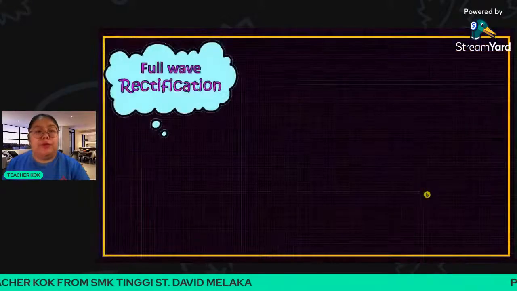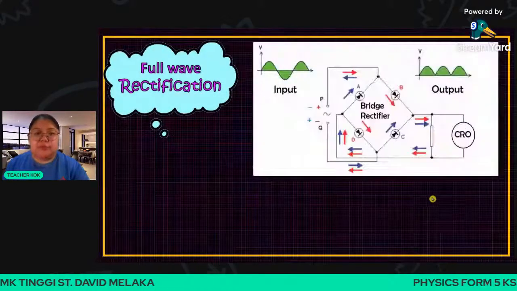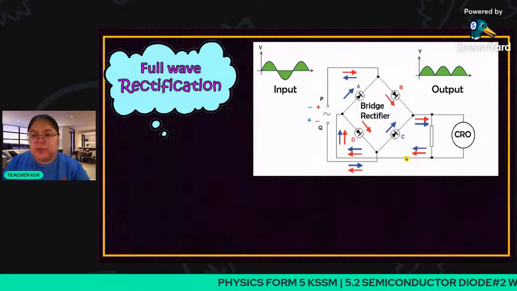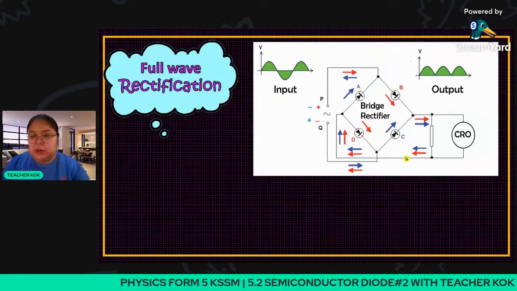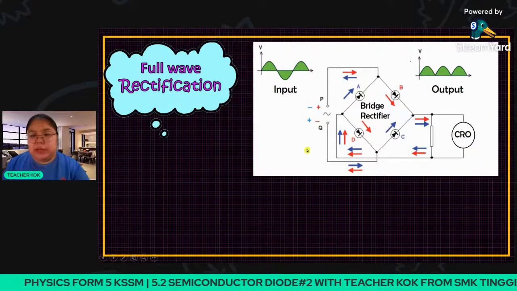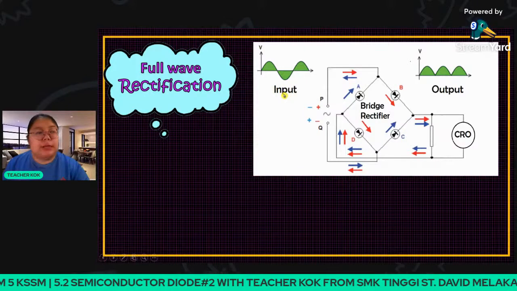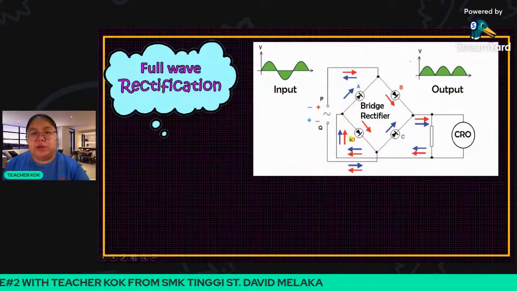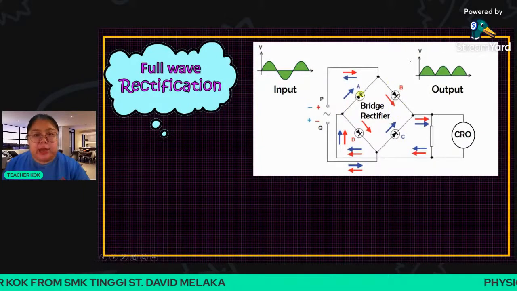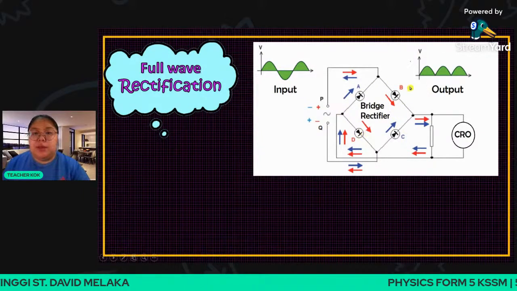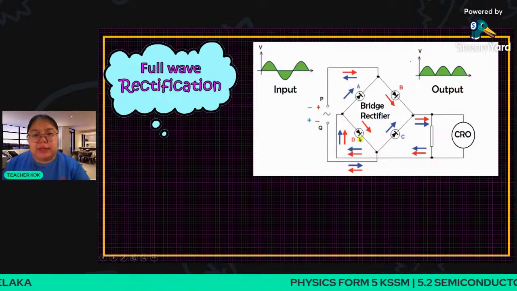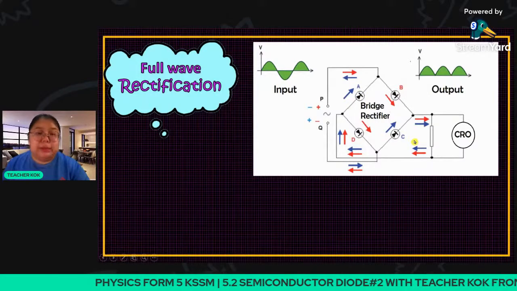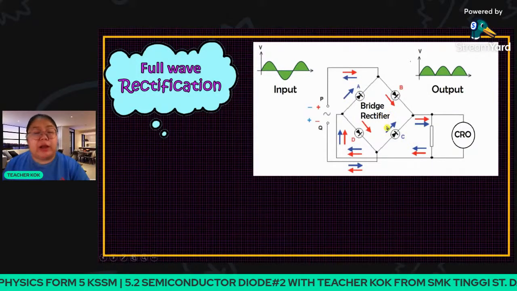We go to full wave rectification. You can see this one is more complicated. You can see the input is alternating current. This we call a bridge rectifier. How is the arrangement? B and D are the same pattern. A and C are the same pattern. So we call it a bridge rectifier.